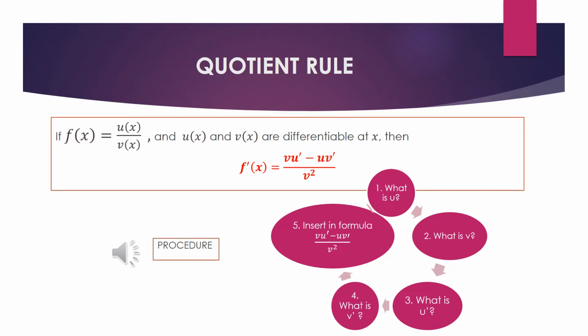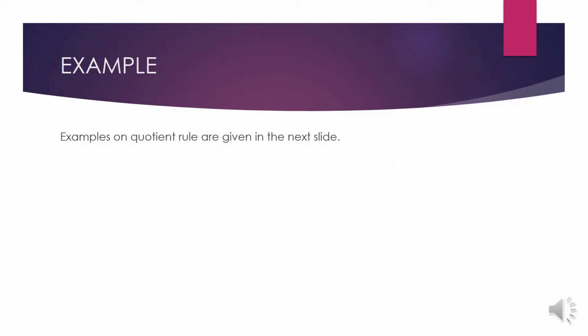Here also we give the procedure for the quotient rule. First, we need to determine what is the u and v. Then, we determine the u prime and v prime. And lastly, substitute u, v, u prime and v prime in the formula of the quotient rule, v u prime minus u v prime divided by v squared. In the next slide, we will discuss examples on the quotient rule.